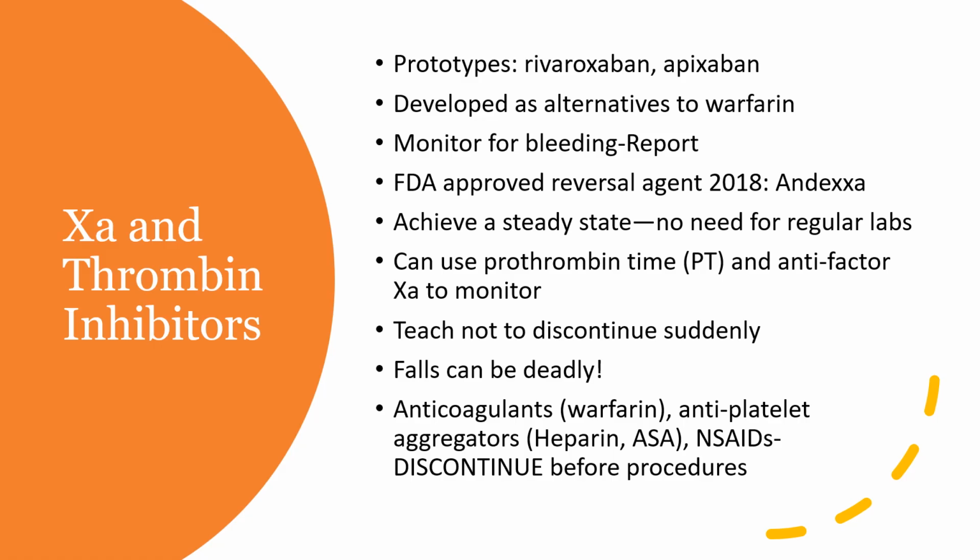So let's look at the new anticoagulants. These are called 10A and thrombin inhibitors. So XA is said 10A. It is the clotting factor 10, and A means activated. So types of these inhibitors are rivaroxaban and apixaban.